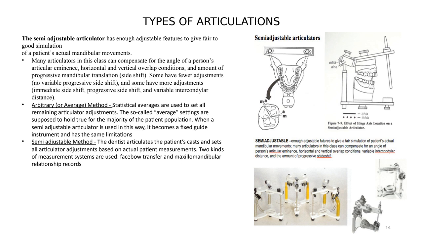Okay. The semi-adjustable method: the dentist articulates the patient cast and sets the articulator adjustments based on the actual patient's measurements. Two kinds of measurement systems are used: facebow transfer and maxillomandibular relationship record. So we talk about the facebow and also the bite registration.